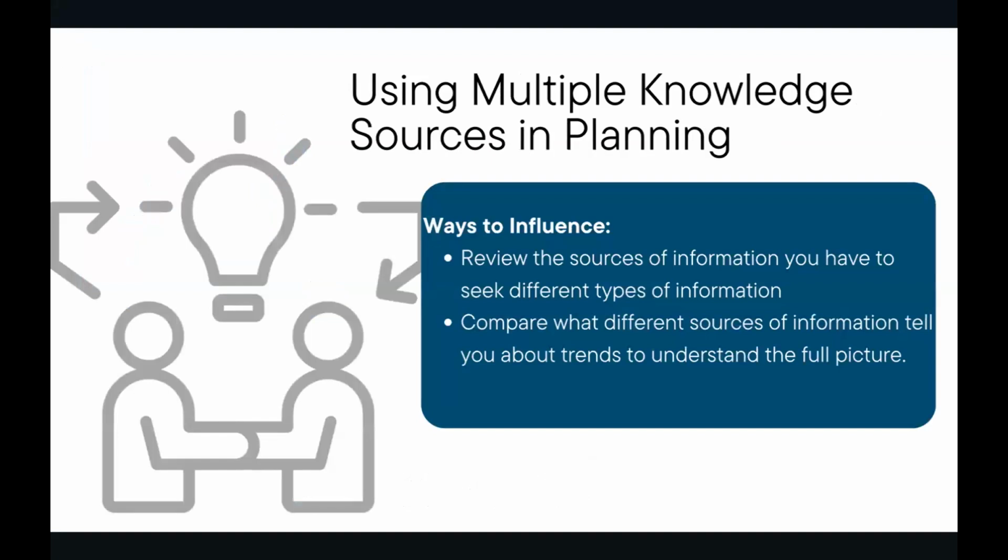So ways that you can influence or improve using multiple sources of knowledge is really just reviewing the sources of information that you're using in the planning process to note if you have a good mix of information type or if it's all from one type. So maybe all of the information is from community engagement and you might want to seek scientific information.